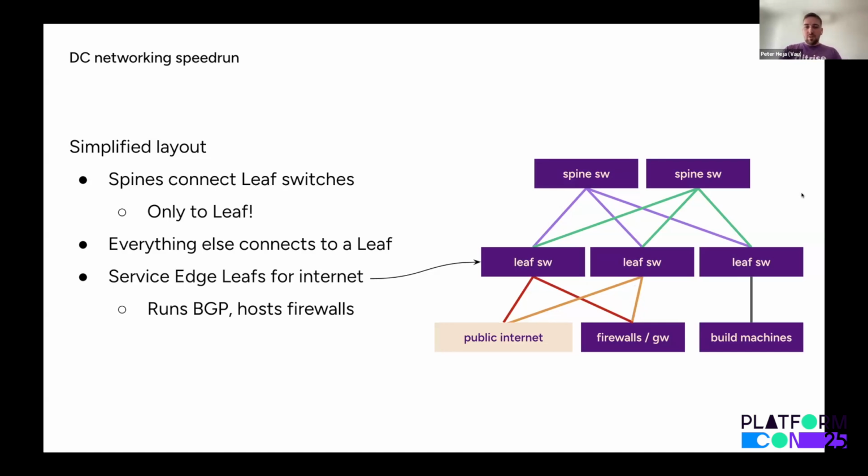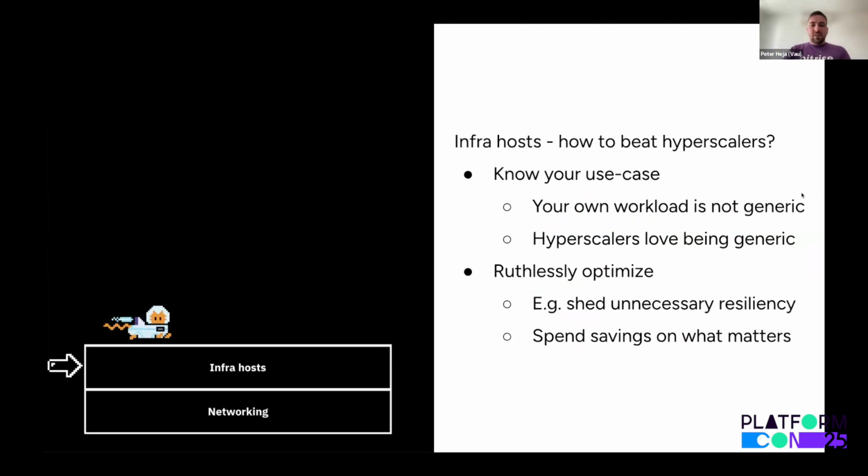Yes, I believe I'm done with networking, and let's go to infra hosts. So once we have networking, we can connect things to it. But what do we want to connect here? And how can we beat hyperscalers? How can we deploy on-prem something that is competitive against Google, AWS, and Azure?